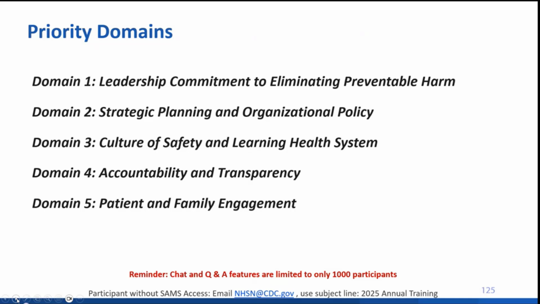The measure is comprised of a set of complementary attestation statements that aim to capture actions that advance safety practices and outcomes. These attestations are organized into 5 priority domains: leadership commitment to eliminating preventable harm, strategic planning and organizational policy, culture of safety and learning health systems, accountability and transparency, and patient and family engagement.